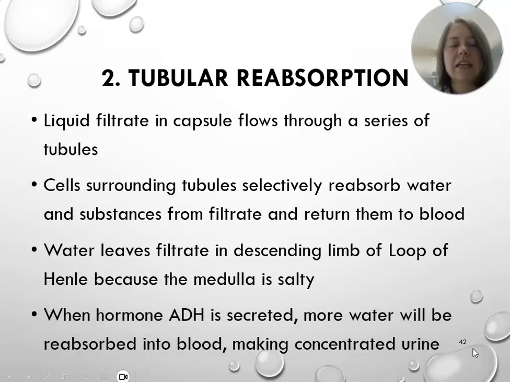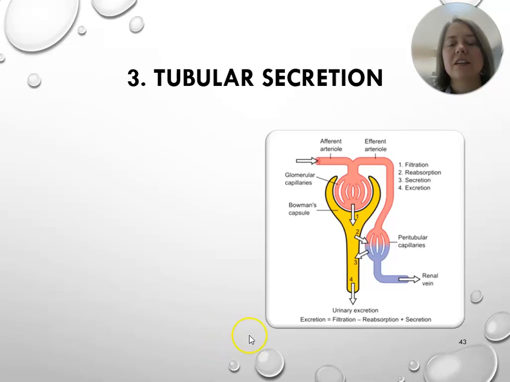When the hormone ADH is secreted, more water will be reabsorbed into the blood, making concentrated urine. If you remember, ADH is antidiuretic hormone, so it is not a diuretic, it's an antidiuretic. So it says take more water out of the urine, bring it back into the body, bring it back to the blood, and then you get concentrated urine.